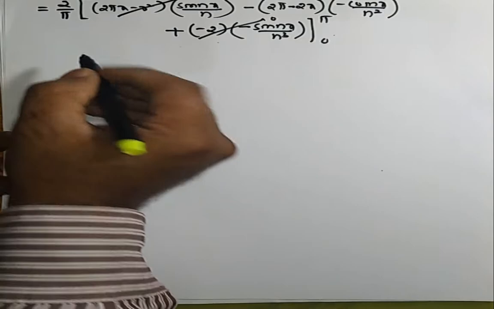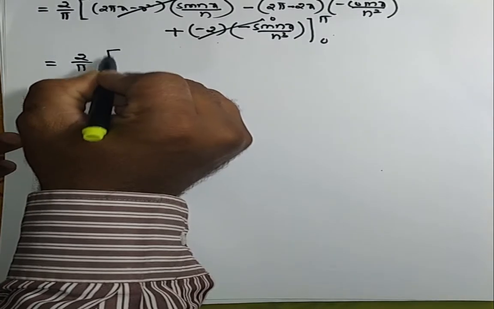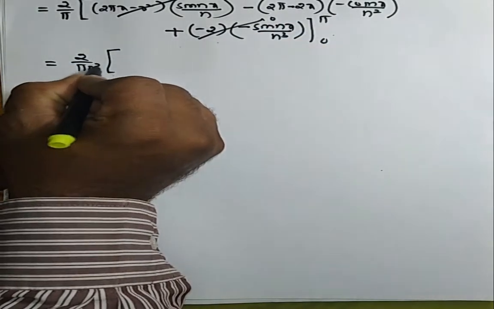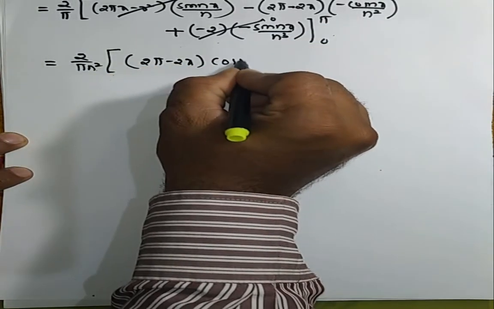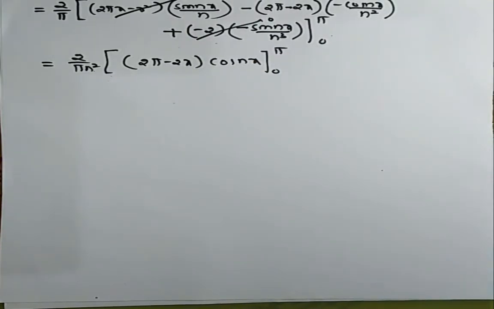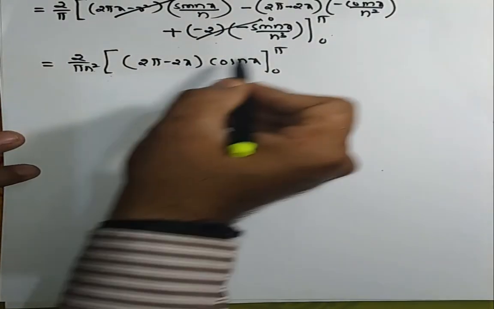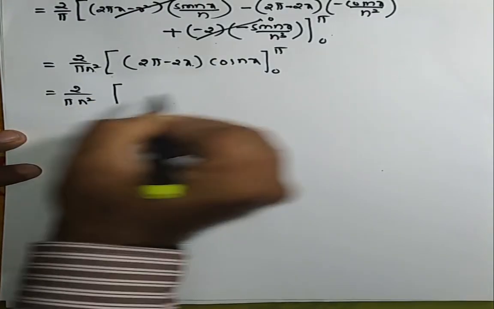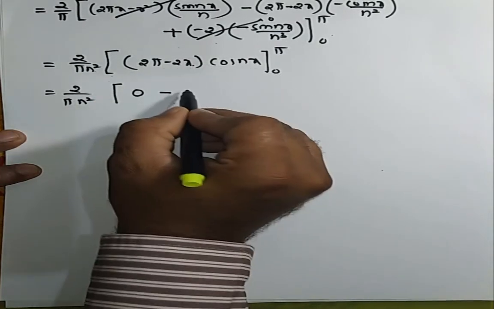Now the remaining term is 2 divided by pi bracket, the remaining term is minus into minus plus, n square divided by n square remains, remaining is 2 pi minus 2x into cos nx. So applying limit 0 to pi. Now apply pi inside, upper limit. So 2 divided by pi n square as it is, when you apply pi inside, the first term becomes 0. When you apply 0, it becomes 2 pi into cos 0.